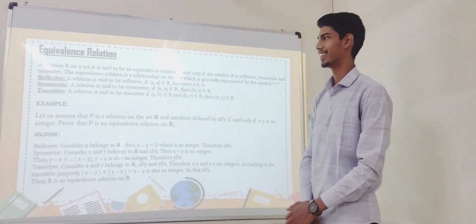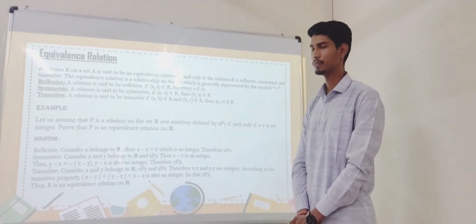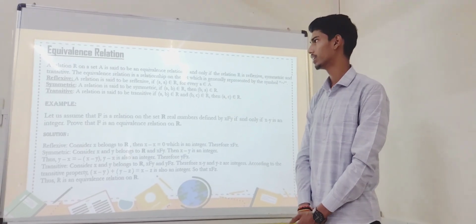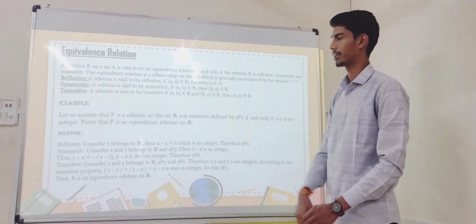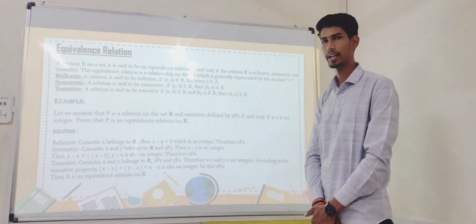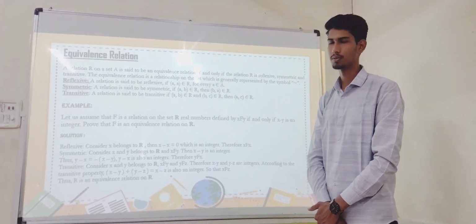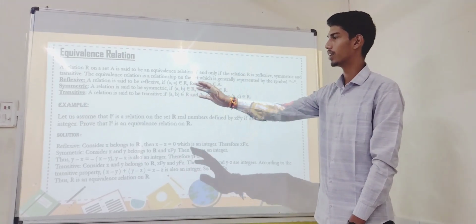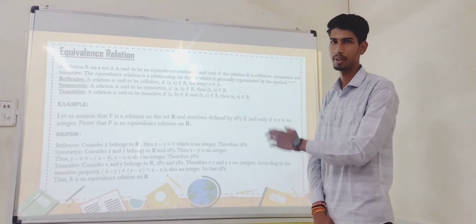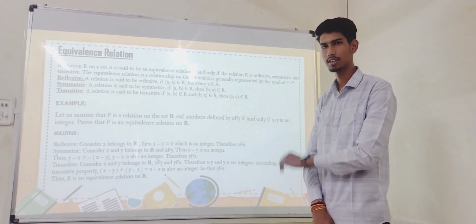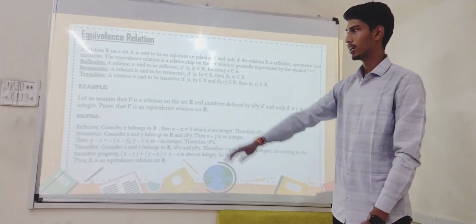Reflexive. A relation is said to be reflexive if (a, a) belongs to R for every a belongs to A. Symmetric. A relation is said to be symmetric if (a, b) belongs to R, then (b, a) belongs to R. Transitive. A relation is said to be transitive if (a, b) belongs to R and (b, c) belongs to R, then (a, c) also belongs to R.